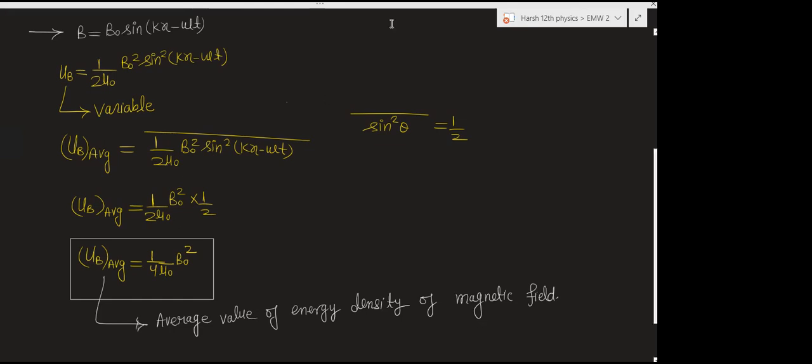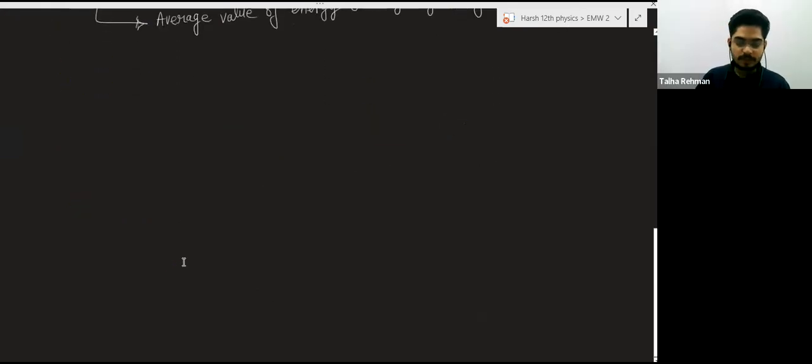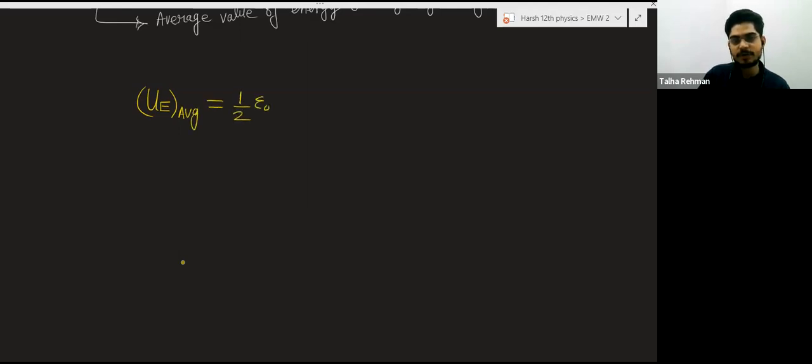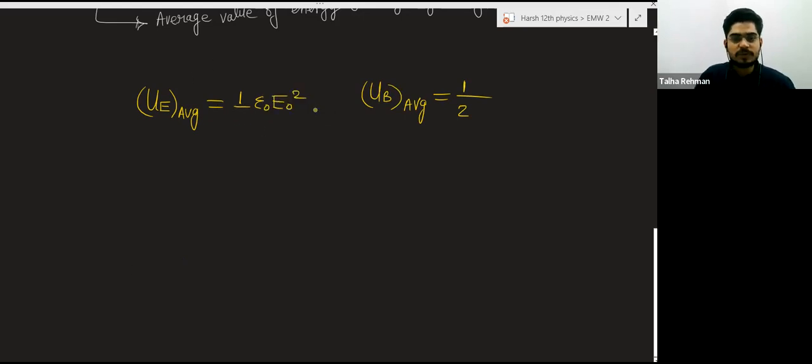Okay. So we have seen the energy density in an electromagnetic wave corresponding to the electric field is given by half of epsilon naught into E naught square, and the energy density corresponding to the magnetic field is equal to 1 upon 4. Oh, this is not 1 by 2, this is 1 by 4. So this is 1 by 4, and here is 1 by 4 mu naught into B naught square.